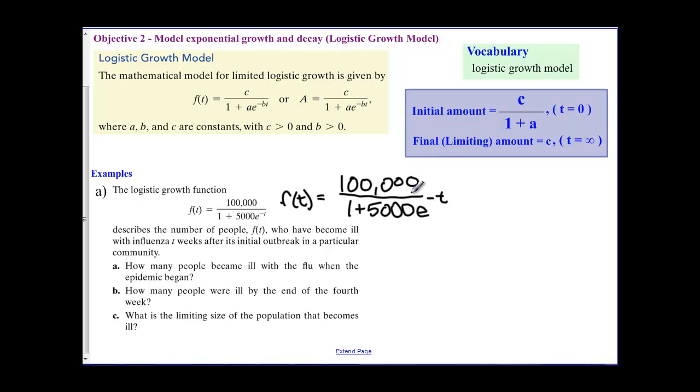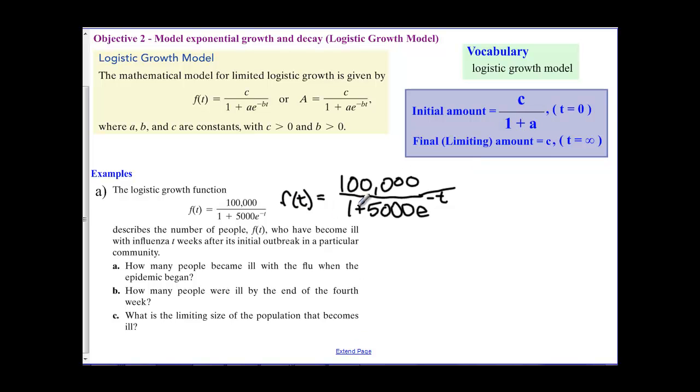And this is describing the number of people who have become ill with influenza t weeks after its initial outbreak in a particular community. So for A, it's asking us how many people became ill with the flu when the epidemic began. Well, when the epidemic began, what was your T? What was your time? 0, exactly. I'm extending the division sign. Sorry, I thought it might look a little confusing.